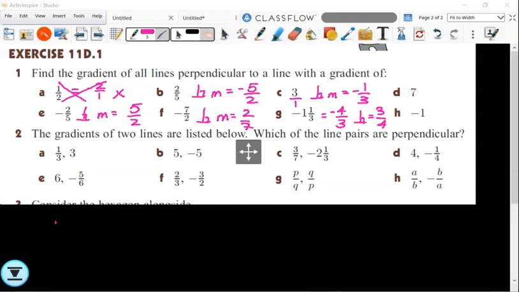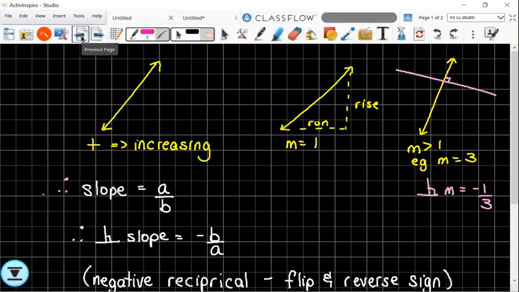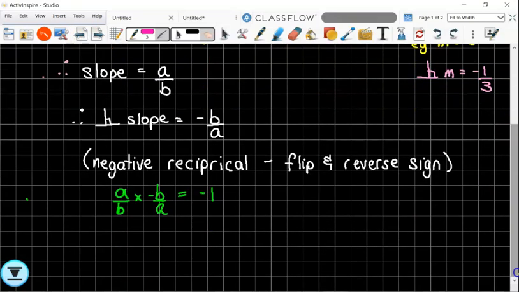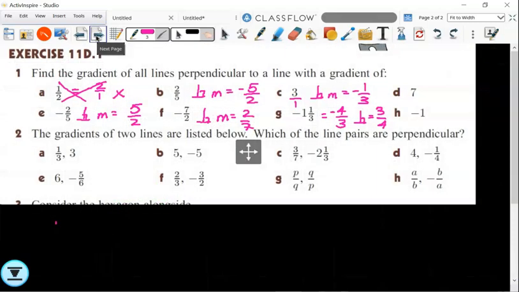For question 2, again, I'd sort of think, do we have to actually write stuff down? So, the gradients of 2 lines are listed below. Which of the pairs are perpendicular? Now, you can either use what we talked about on the last slide, that when you times them together, you should get -1. As I said, I don't really use that. I just go, if I flip 1/3, it's going to be 3, but I have to reverse the sign.